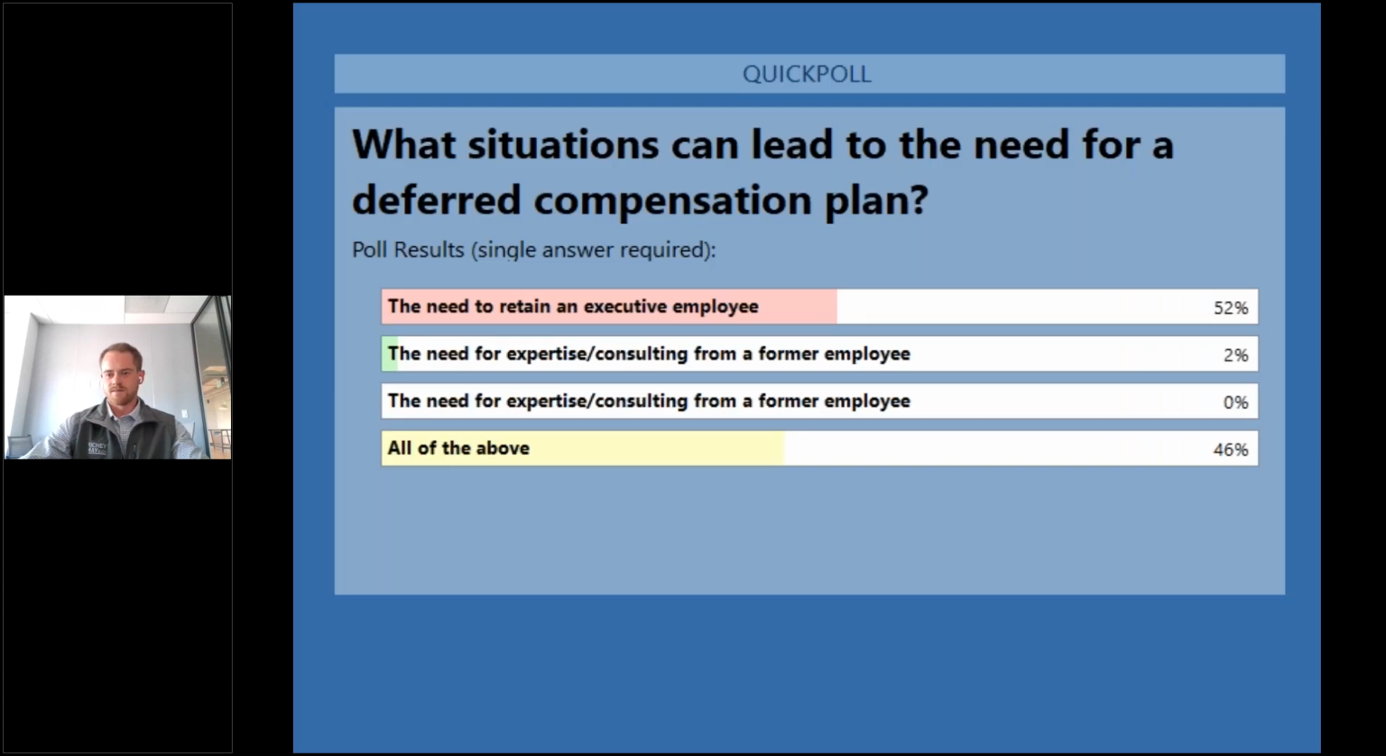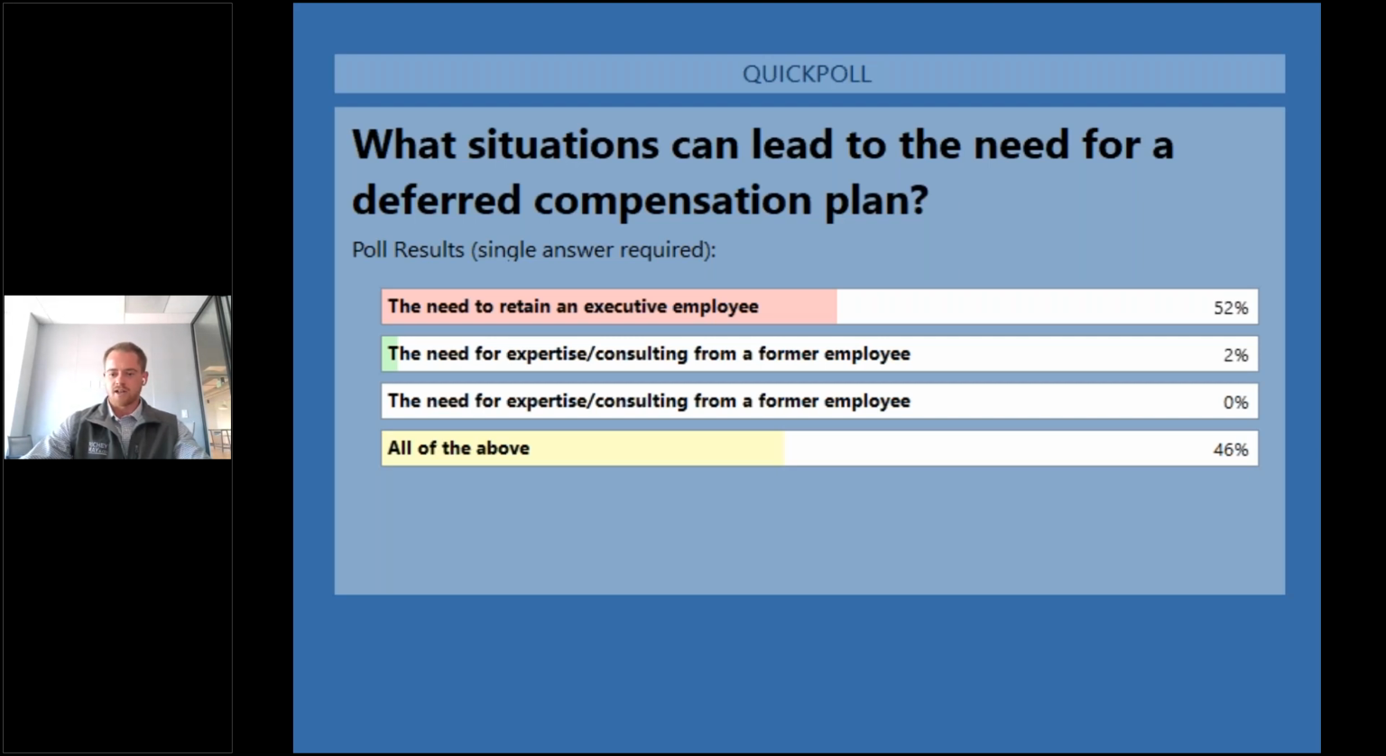Hopefully you can see that. If you can't, I'll just read through it. 52% answered the need to retain an executive employee. 2% answered the need for expertise consulting from a former employee. And 46% answered all of the above. Wow, so that one was a little bit more divided. So we'll talk about this one a little bit.